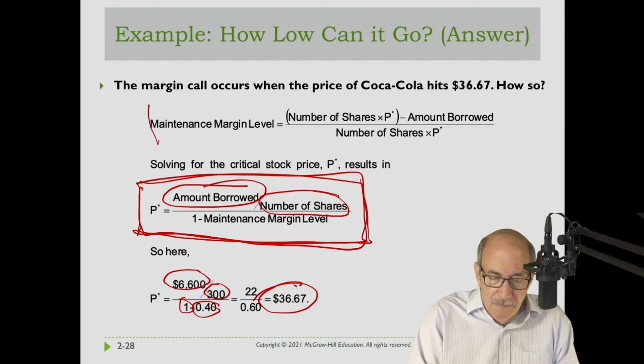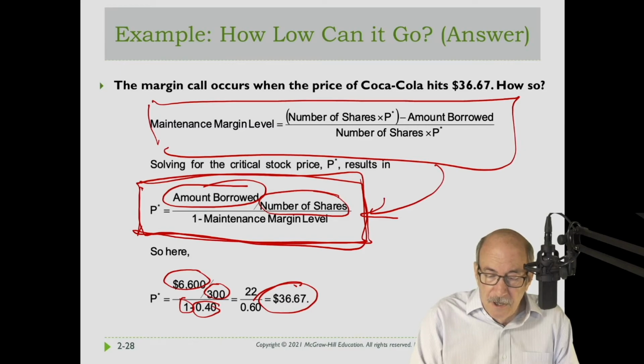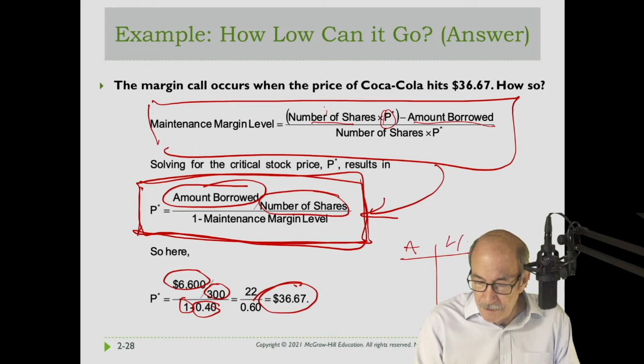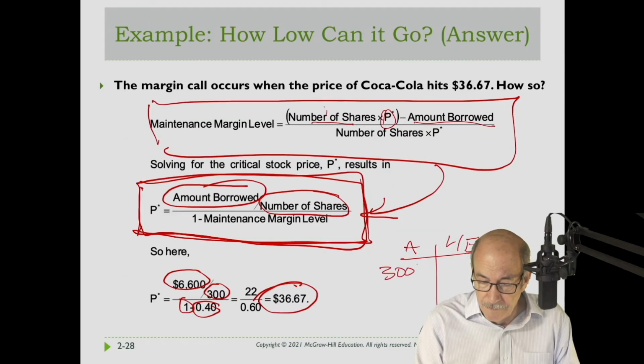Up here, this is the formula for margin. It's actually where this formula came from. But notice, over here we have the number of shares times the price. That's the value of the position minus the amount borrowed. So if we look at our T account, we had 300 shares times whatever the price is. That's the dollar value of our assets. And then what did we borrow? In this case, that was $6,600. Okay? And what is assets minus liabilities? Simple. It's equity.